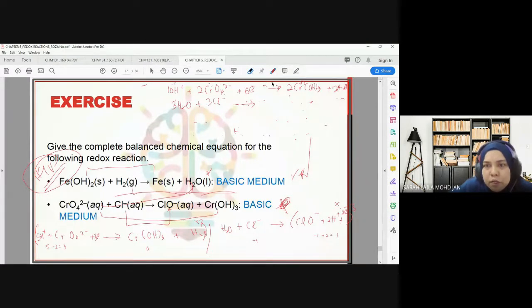Maybe ada yang dah buat sambil-sambil tu. 3 ClO negatif tambah 6 H plus tambah 6 e. Okay, now kita cancel out kiri dan kanan. First cancel the electron. Electron cancel.